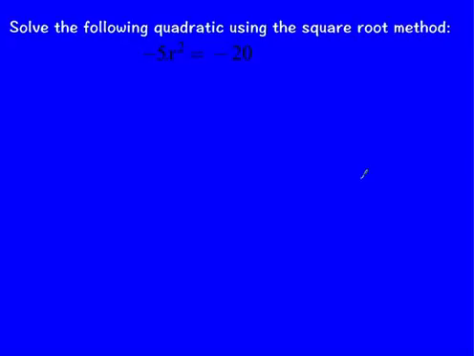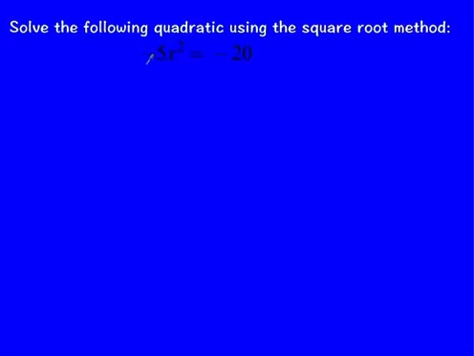Our last example says, solve the following quadratic using the square root method. On the last couple of examples, we've used the star method. Now we're going to move into the square root method. So we recently talked about the square root method in class. The square root method just means that you are going to have on one side an x squared term and on the other side a constant. And your job is to try to get rid of the squared.